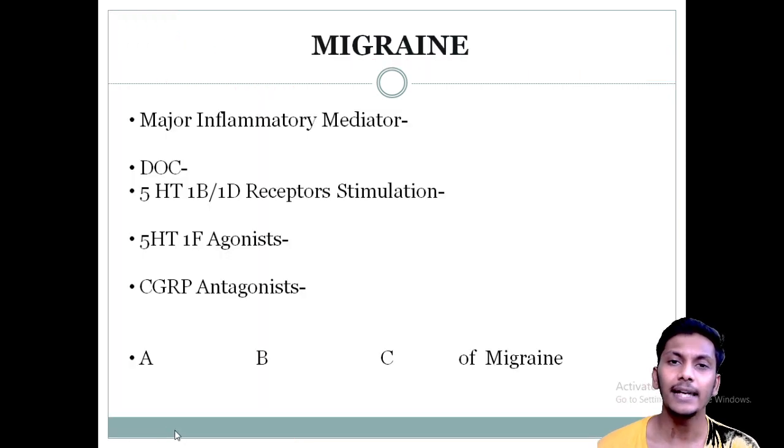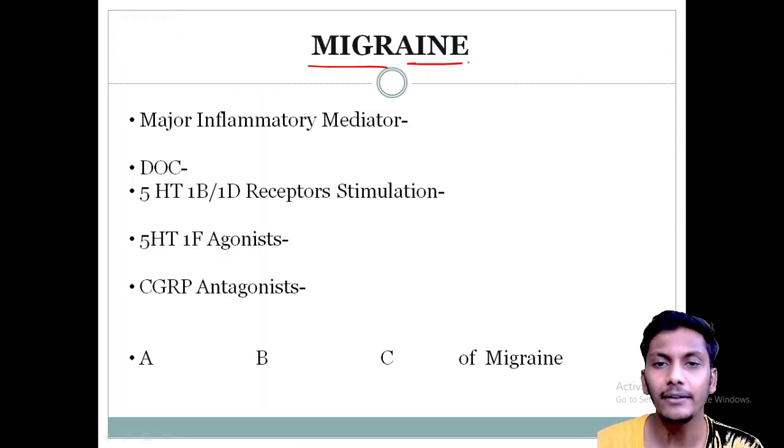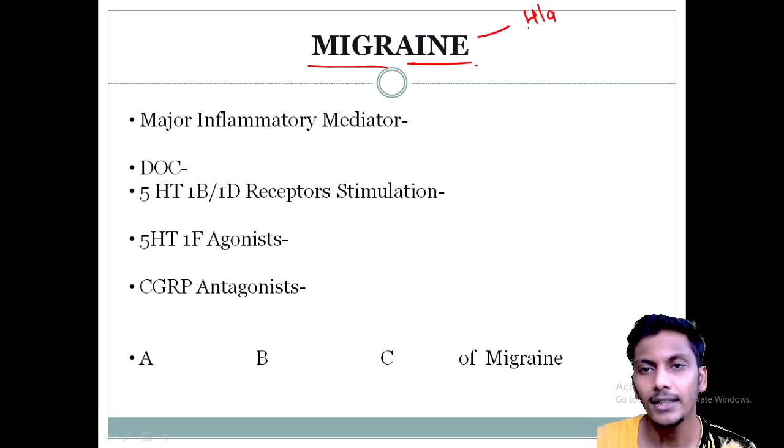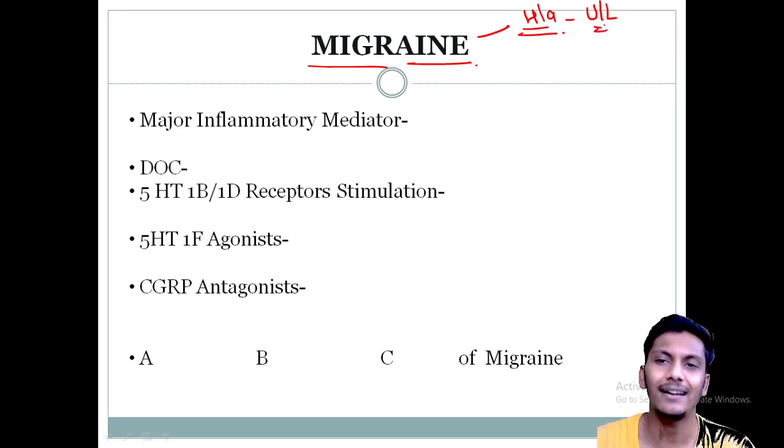Now moving further, guys, to our next topic, and that is migraine. So what is migraine? Migraine is characterized mainly by headache. Which type of headache? It is usually a unilateral headache.